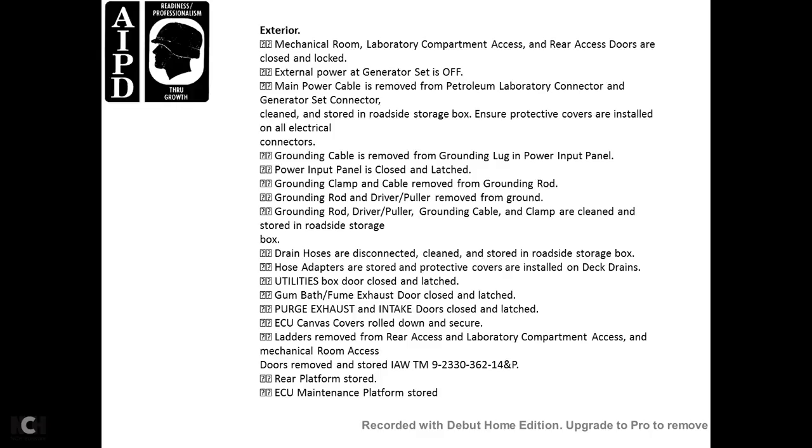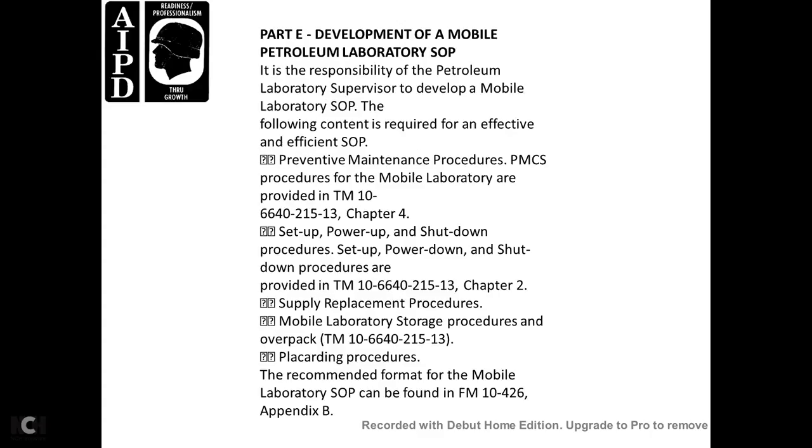Drain hose disconnected, cleaned and stored in roadside storage box. Hose adapters stored, protective covers installed on the deck drains. Utilities back stores closed and locked. Bath and fume exhaust door closed and latched. Purge exhaust and intake doors closed and latched. ECU canvas covers rolled down and secured. Ladders removed from the rear access. Laboratory component access, mechanical room air access doors removed and stored IAW Technical Manual 9-2330-362-14P. Rear platform stored. ECU maintenance platform stored.